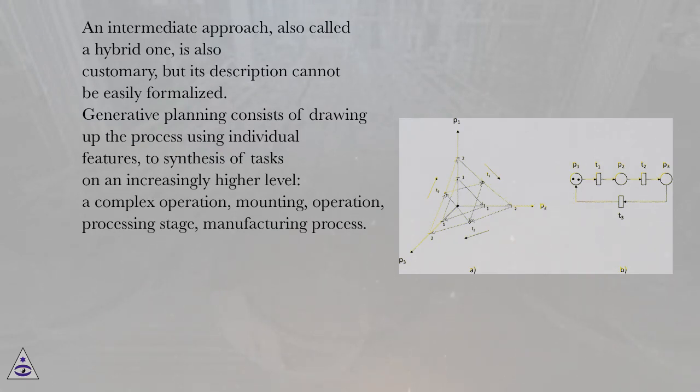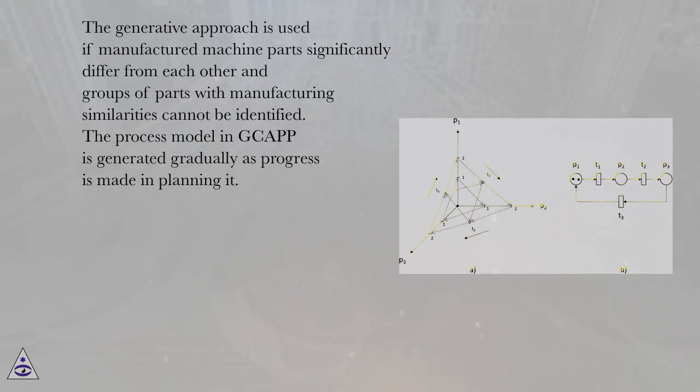Generative planning consists of drawing up the process using individual features, to synthesis of tasks on an increasingly higher level: a complex operation, mounting, operation, processing stage, manufacturing process. The generative approach is used if manufactured machine parts significantly differ from each other and groups of parts with manufacturing similarities cannot be identified. The process model in GCAPP is generated gradually as progress is made in planning it.